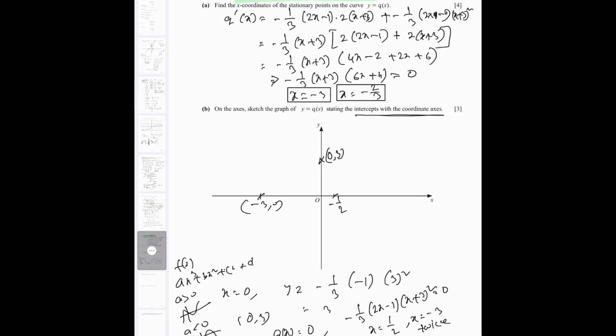So okay, minus 3 will be repeated, and it will touch the x-axis since it is repeated. Now this is the graph for this, though it is not looking good at all. Fine, I showed the intersecting points, I mean where the graph crosses the x-axis and y-axis.